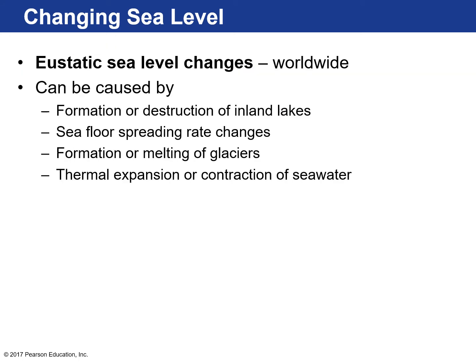Okay, so those are eustatic sea level changes, and those occur worldwide. Sea level can also rise another way, by the destruction of inland lakes. A lot of times those are associated with ice ages, because huge continental glaciers create giant inland lakes, and when those glaciers melt away, a huge pouring of water can go into the ocean. We talked about seafloor spreading rates already, changing the size of the bathtub, as an example.